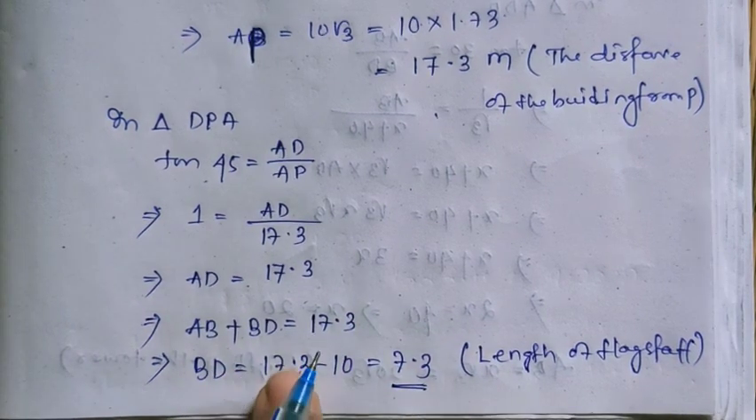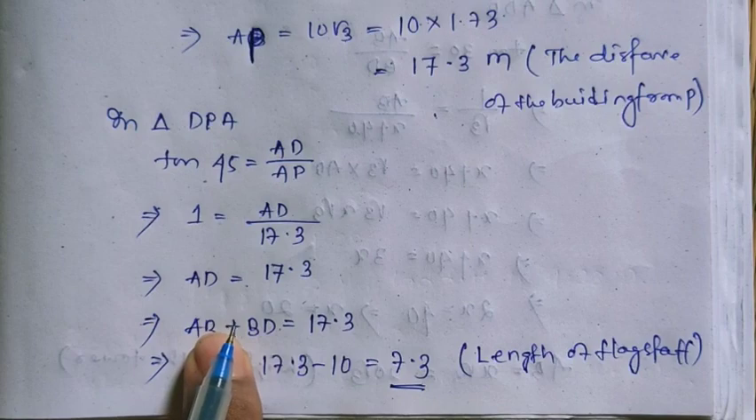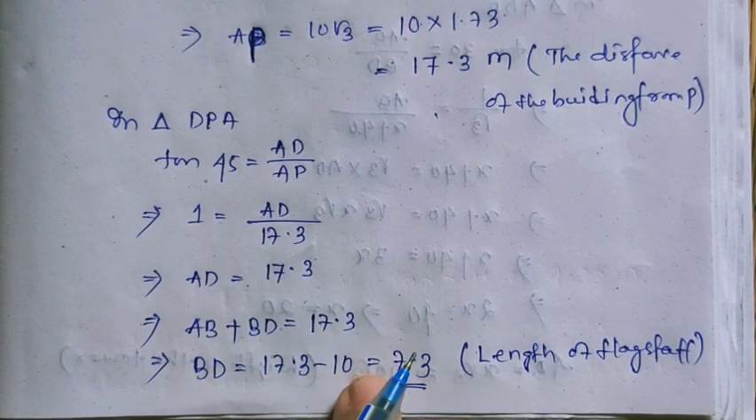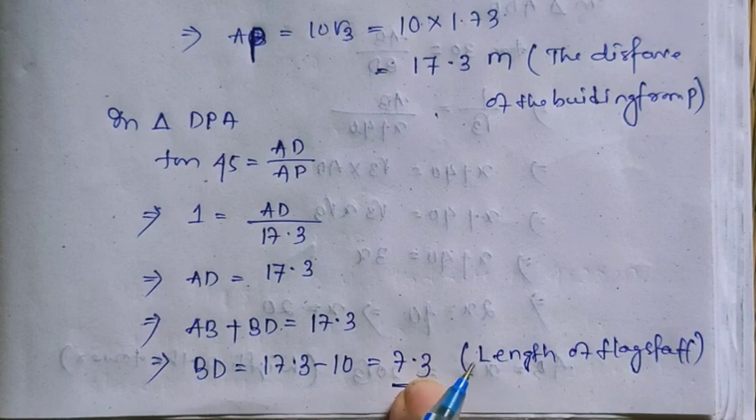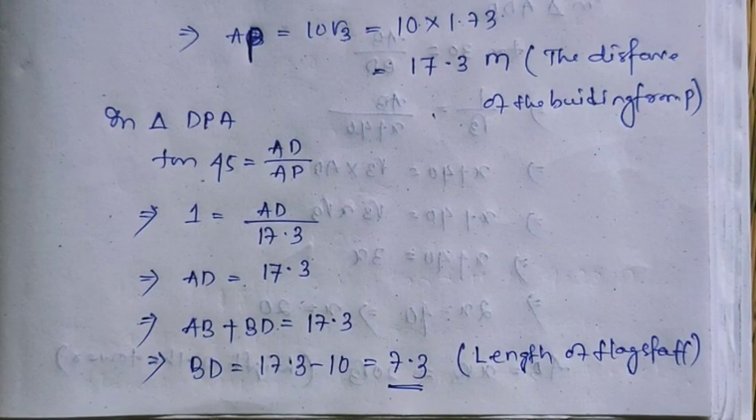So BD is equal to 17.3 minus AB. And what is the value of AB? That is 10. That's why here it is 17.3 minus 10, which is equal to 7.3. This is the length of the flagstaff. Understand? This is your answer. I hope you understand this question.